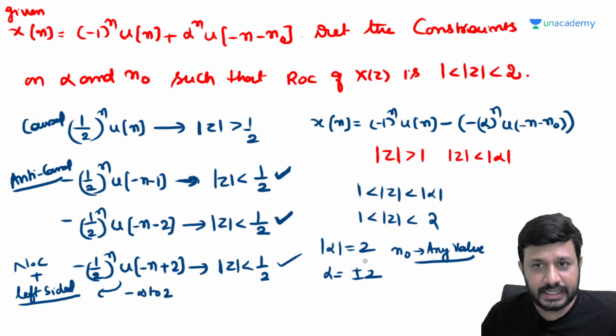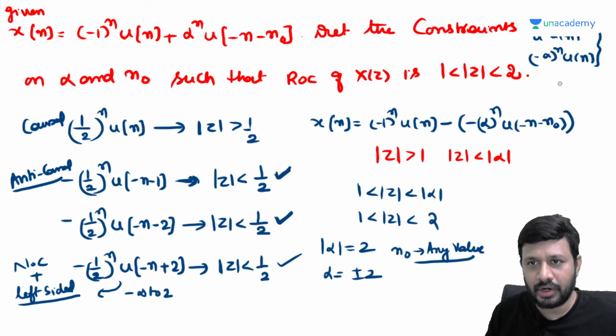|z| > |a| will be taken. Since |a| is there, minus 1 cannot come. a^n u[n] or minus a^n u[n] will have the same ROC, |z| > |a|. Look here. It could be a^n u[n], or the signal could be minus a^n u[n]. The ROC would be |z| > |a|.